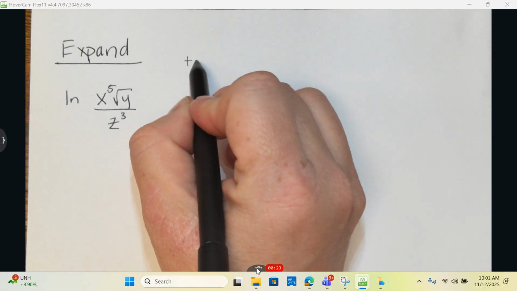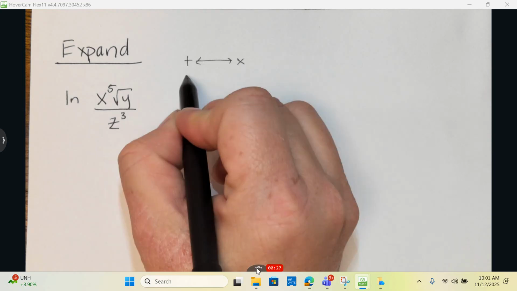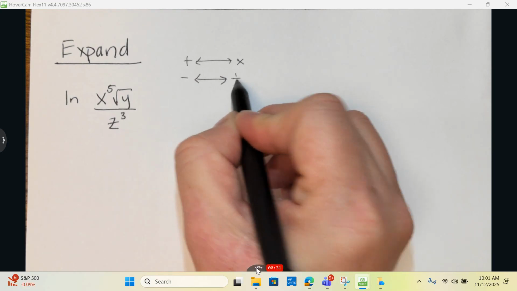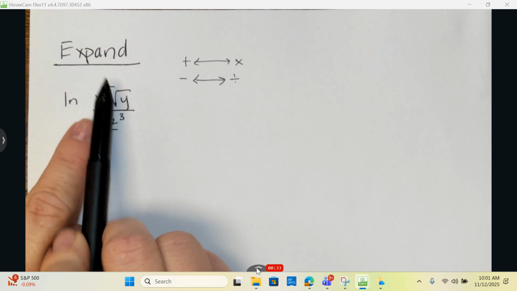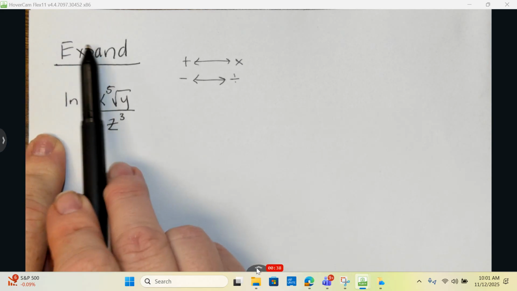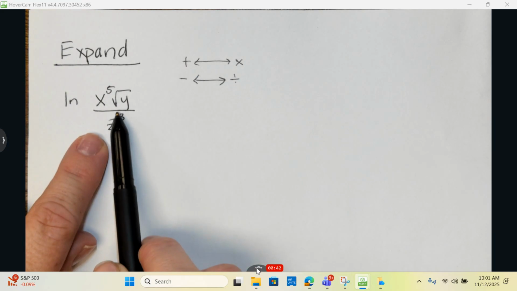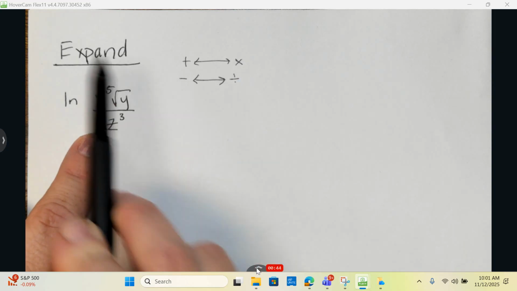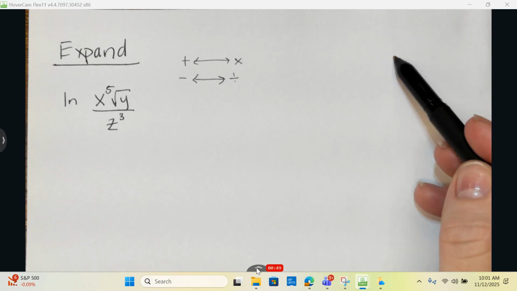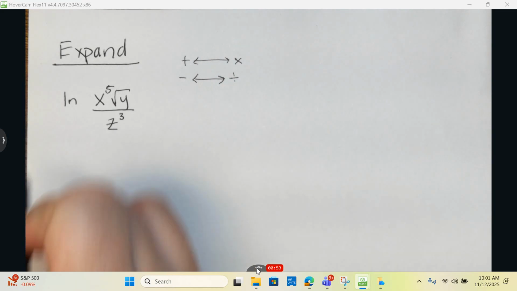Remember that addition is going to transfer into multiplication, and subtraction is going to transfer into division. So when we go from condensed form to expanded form, we're going to take the multiplying and turn it into addition, and we'll take the division and turn it into subtraction. And then when we reverse this and go from expanded into condensed, which will be the last few problems in this video, we'll just reverse these operations. Here we go. You ready?